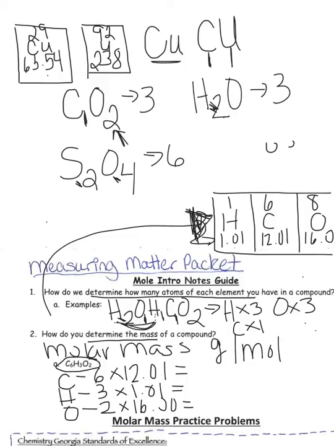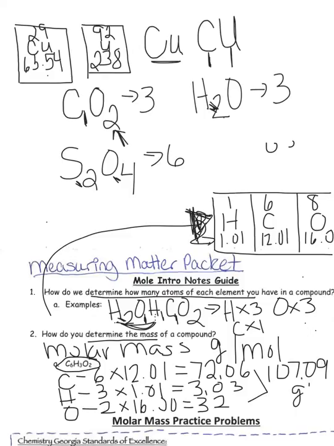All right, so 6 times 12.01 is 72.06, and 3 times 1.01 is 3.03, and 2 times 16 is 32. Okay, now we want to total all of those up. So 32 plus 3.03 plus 72.06 is 107.09, and that is grams per mole. All right, and this is how we get molar mass. The sum of all the masses creates this unit of grams per mole.